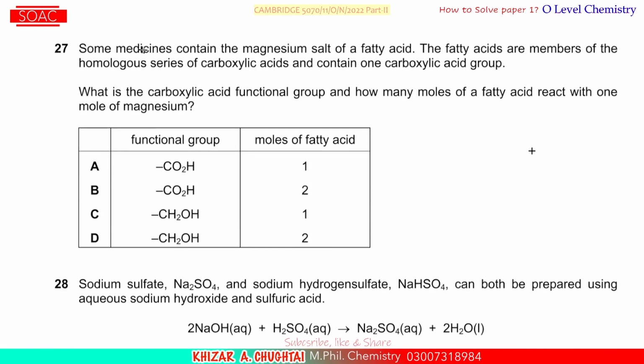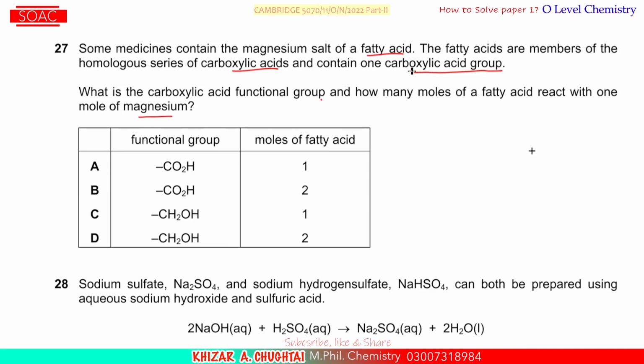Question number 27. Some medicines contain magnesium salt of fatty acid. The fatty acids are members of a homologous series of carboxylic acids containing only the carboxylic acid group. What is the carboxylic acid functional group, and how many moles of fatty acid react with 1 mole of magnesium?